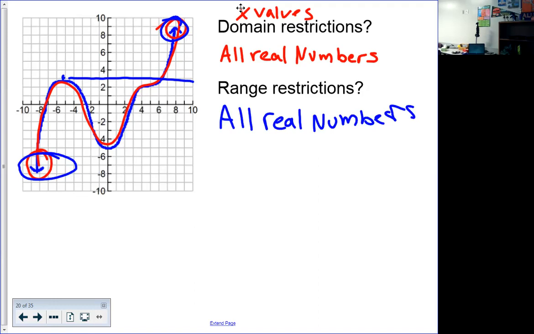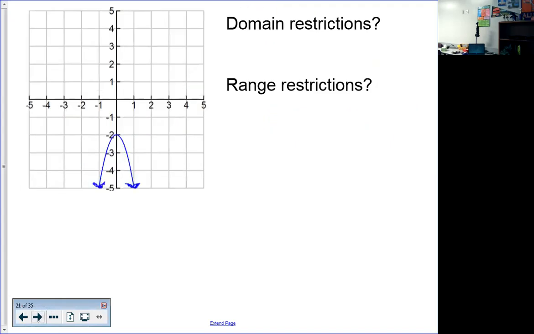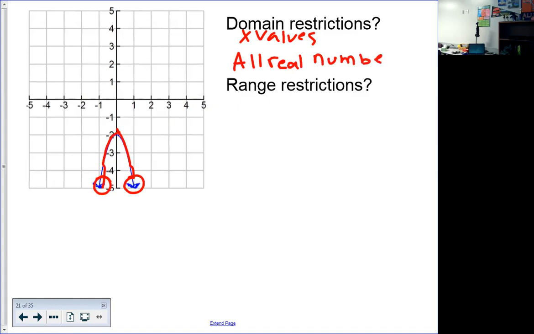Let's continue on. All right, here's our next one. Domain. Let's check our x values. So my domain, if I go all the way to the left, I see an arrow. If I go all the way to the right, I see an arrow. All real numbers, just as we said from the last one.